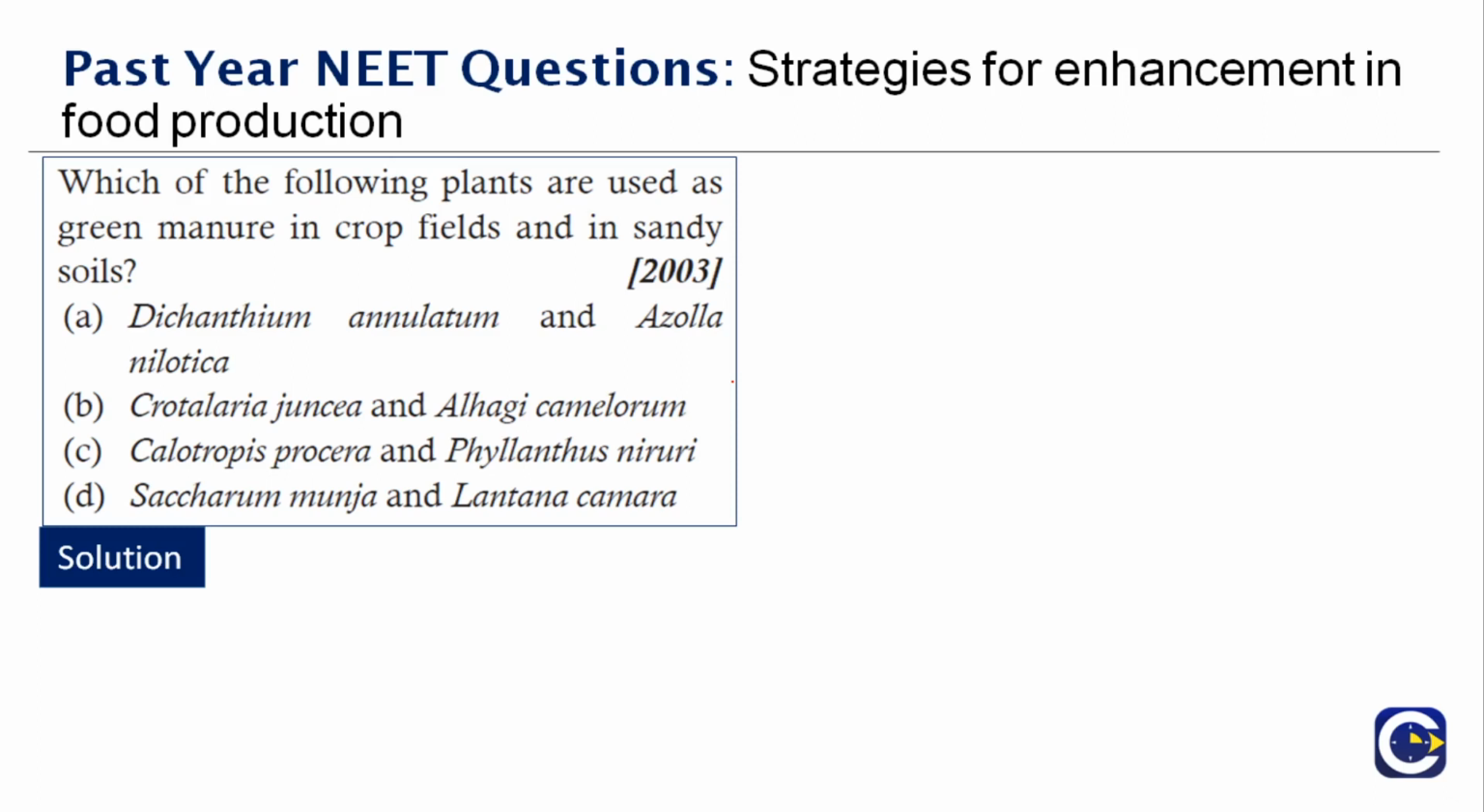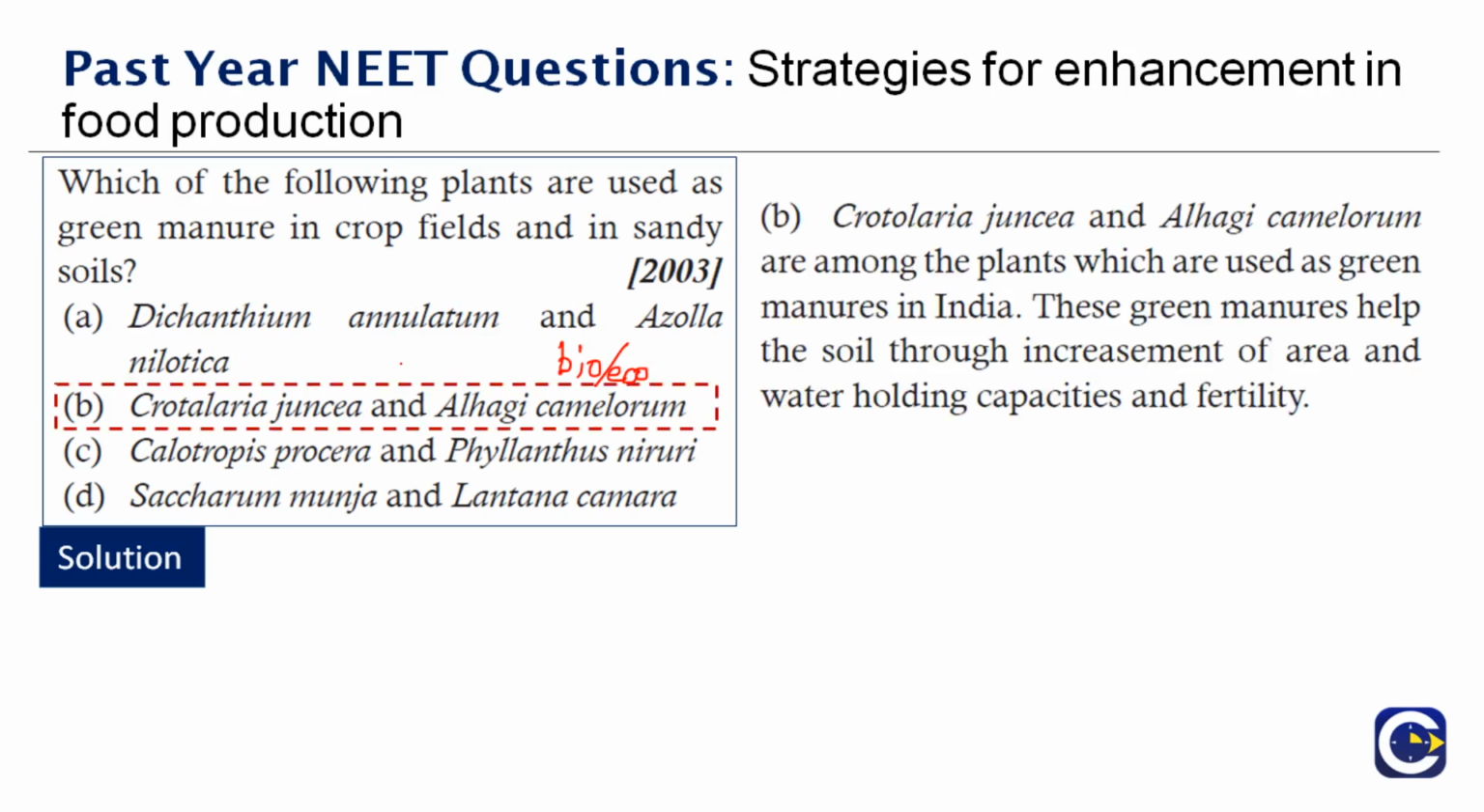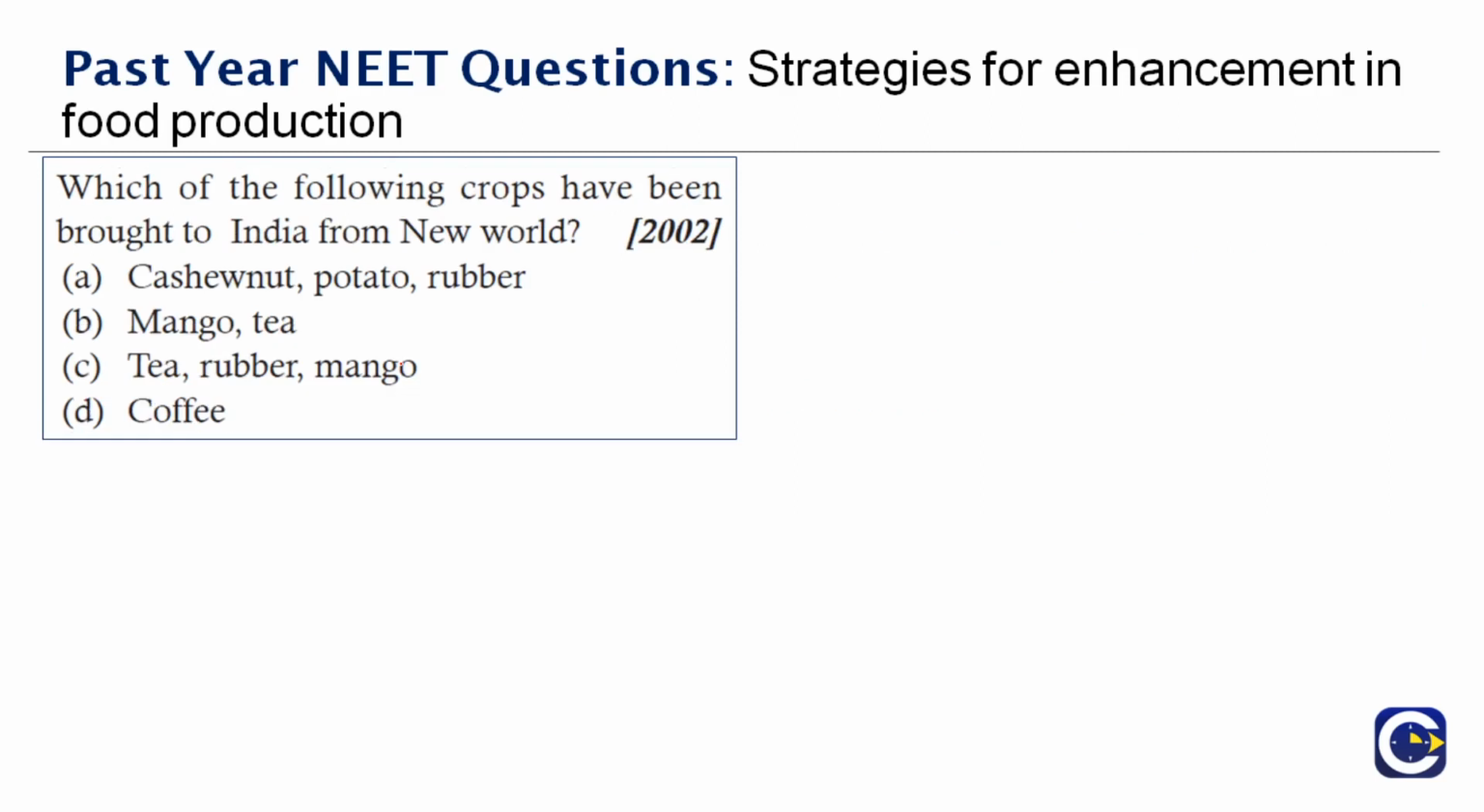The green manures, what do they do actually? Green in the sense they are bio or eco-friendly, right? So what do they actually do? If you see, they will help the soil through increase of humus and water holding capacities, and also help in the fertility part. So the two main important green manures which are used in the crop fields and sandy fields of India are Crotalaria and algae, which is option B. Next question here.